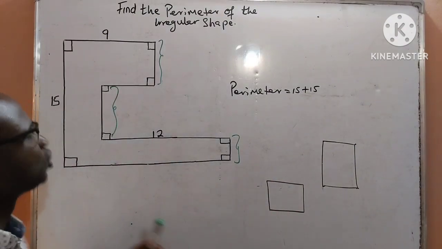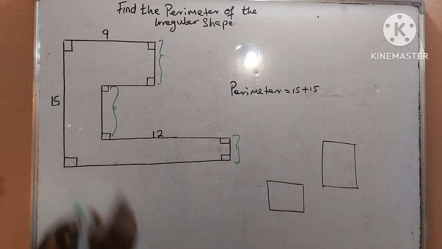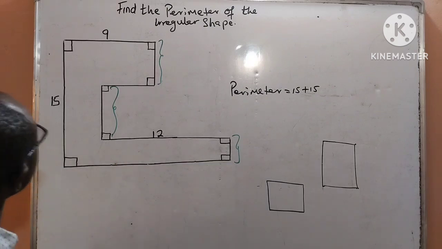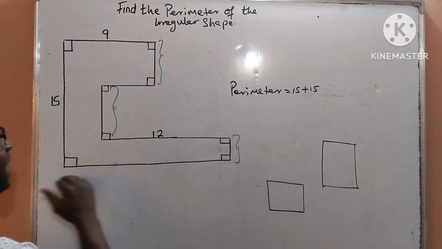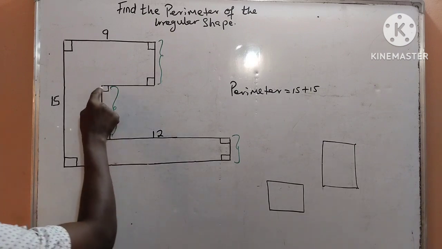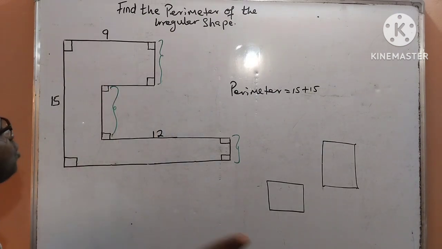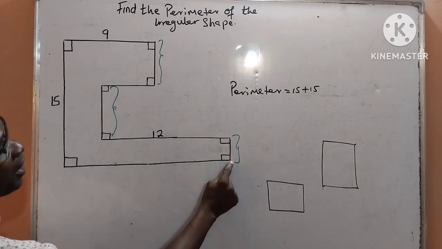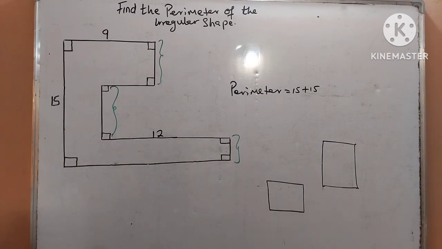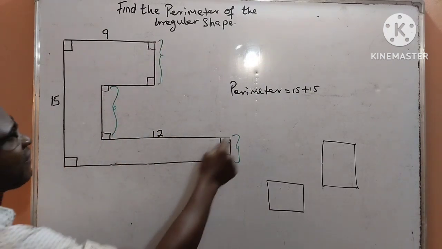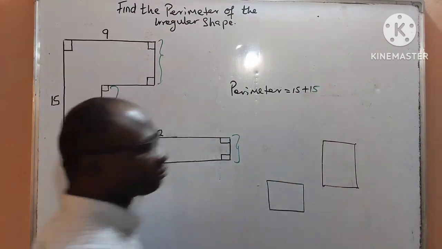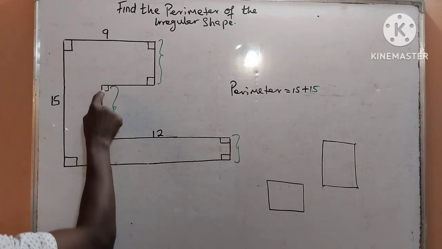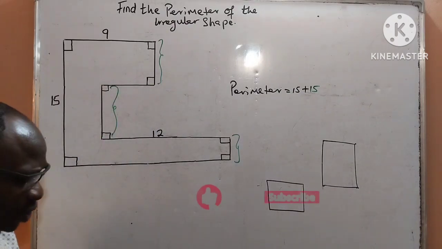Now, we are done with the two opposite sides of this irregular shape. What is now remaining is the horizontal lines. Therefore, we need to know from here to here. We also need to know from this point to this point. That is what we need now. We have gotten this place, this place, this place. All together gave us 15. That is this 15. Beautiful. Now, how do we know here? Look and see with me.